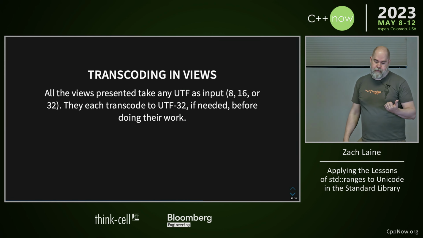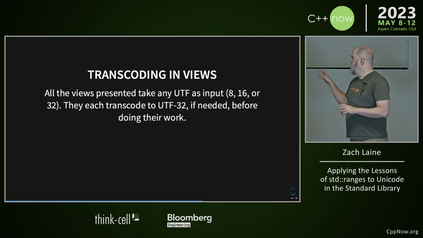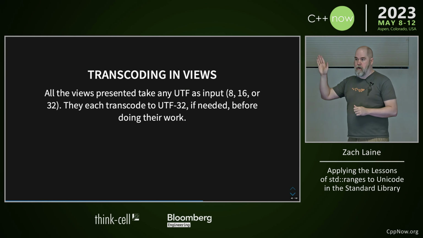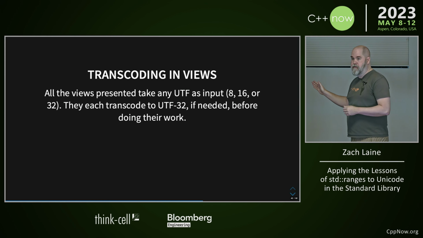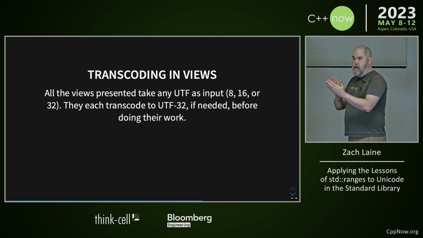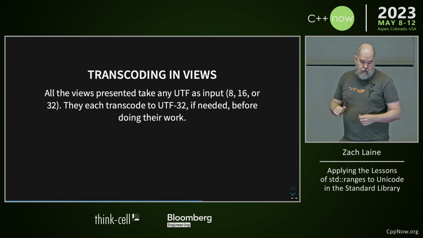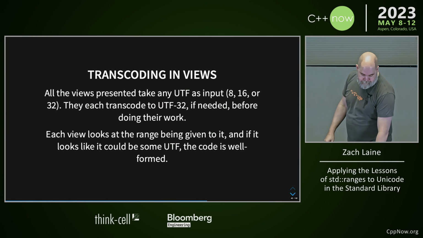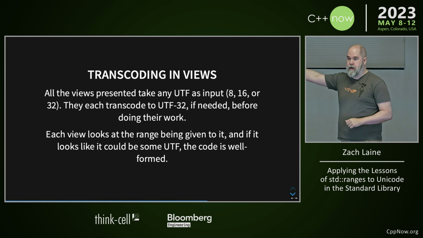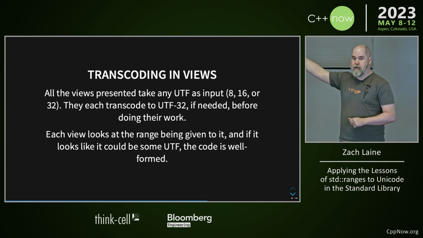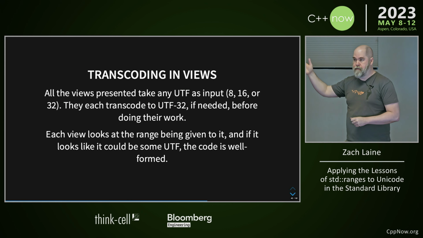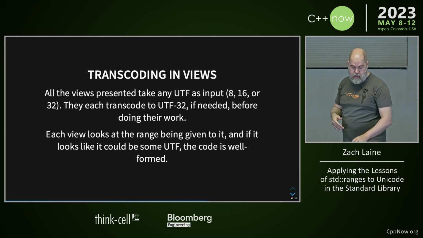Okay, so I've alluded to this a little bit. The transcoding that happens in these views, right? So all the algorithmic views and all the transcoding views themselves, they do some transcoding. The transcoding views are all transcoding, but the other ones transcode at the boundary, like to get into code points to do the Unicode algorithm. So the question is, how does this work? Well, each view looks at the range before it that it's given, and it determines whether it's UTF-8, 16, or 32, or if the code is ill-formed because it's none of those.